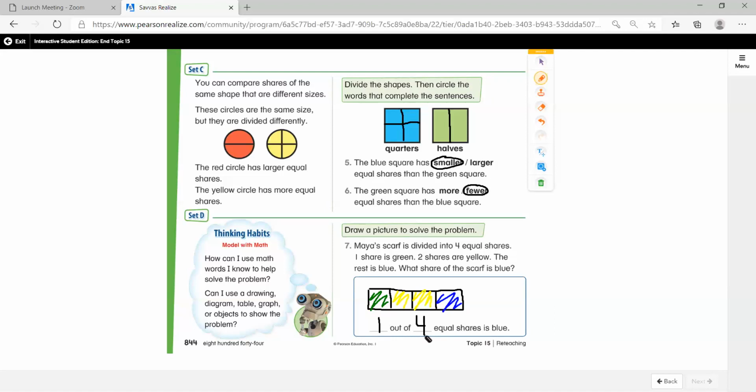How did you do? Are you feeling comfortable working with halves and fourths? Are you using your pictures to model your thinking?